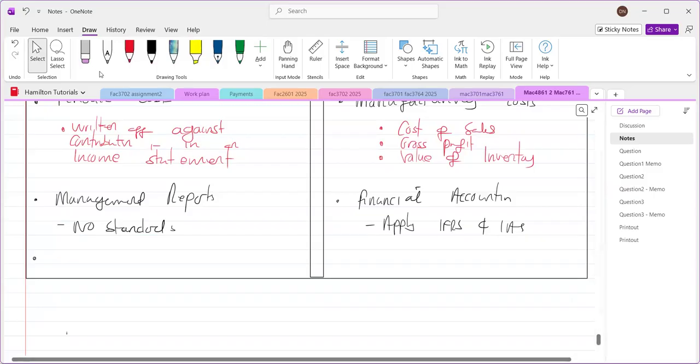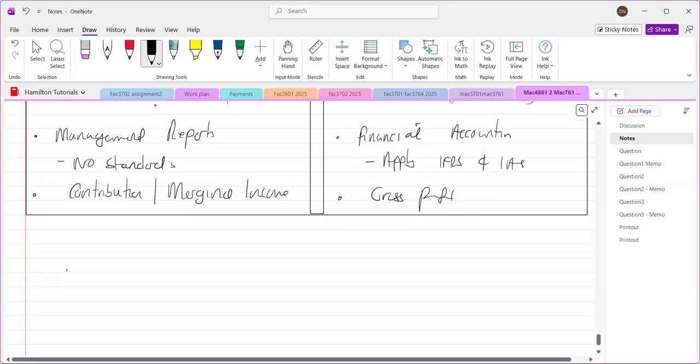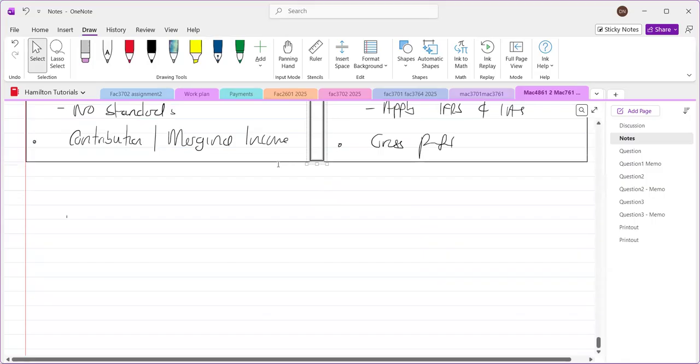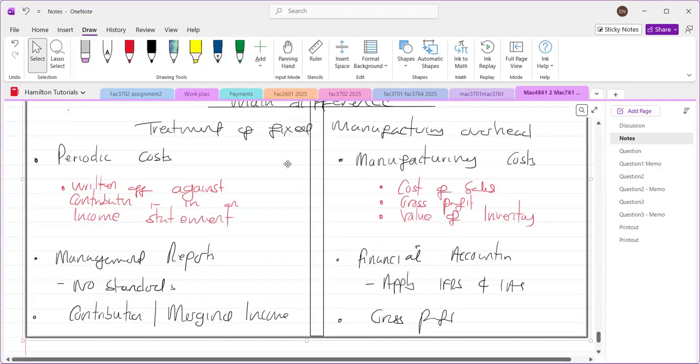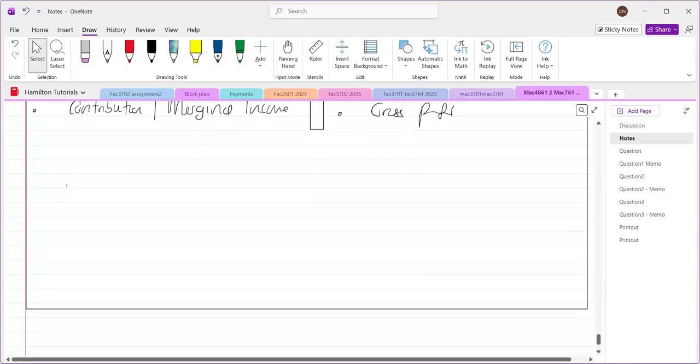Right, so therefore here we calculate contribution. Contribution is also known as marginal income. As we already know, here we calculate gross profit. Let's give examples of this. I'll just extend my table so that I can demonstrate the differences in the statements here.